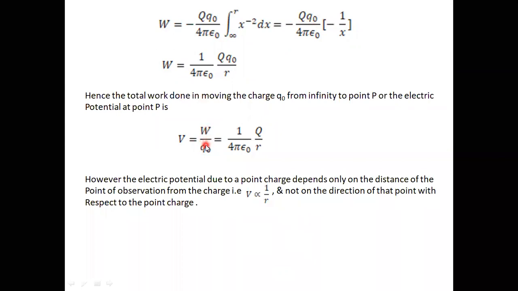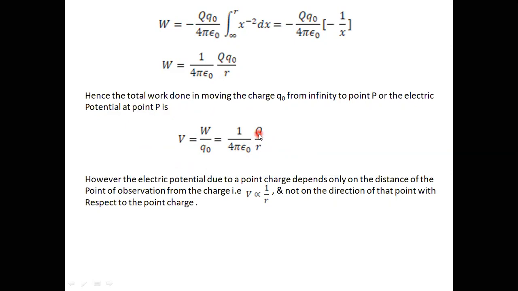So the work done is being divided by the value of the test charge, and we receive something like this: 1 by 4 pi epsilon naught Q by R. As you can see here, potential is inversely proportional to my distance. So this is the expression of potential in terms of source charge, plus Q. See, we have two expressions of potential. The first one which we did was in terms of test charge, and this expression which we have derived is in terms of source charge.